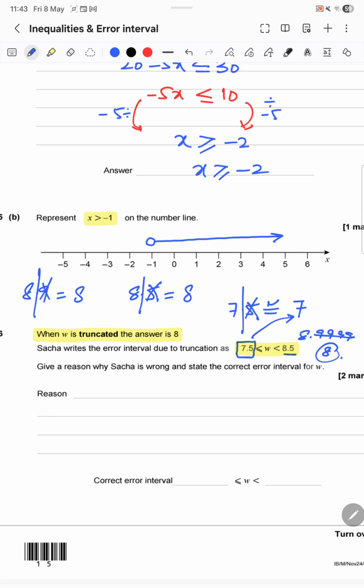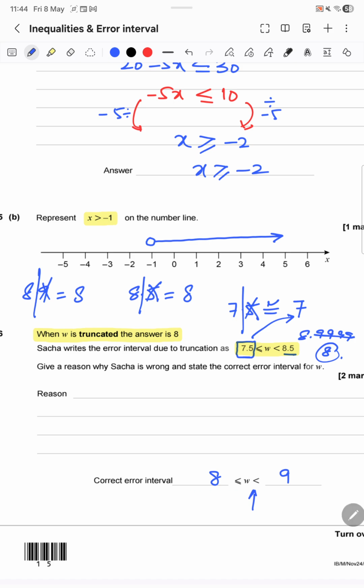So the minimum possibility would be 8 itself and the maximum would be 9, because in the error interval you can see over here a strict inequality. Any value which is 8 or more than 8 but less than 9 would truncate to 8. So that is the error interval.